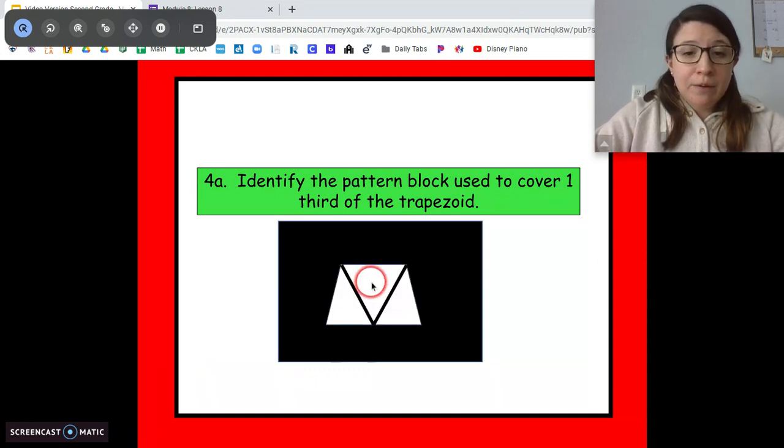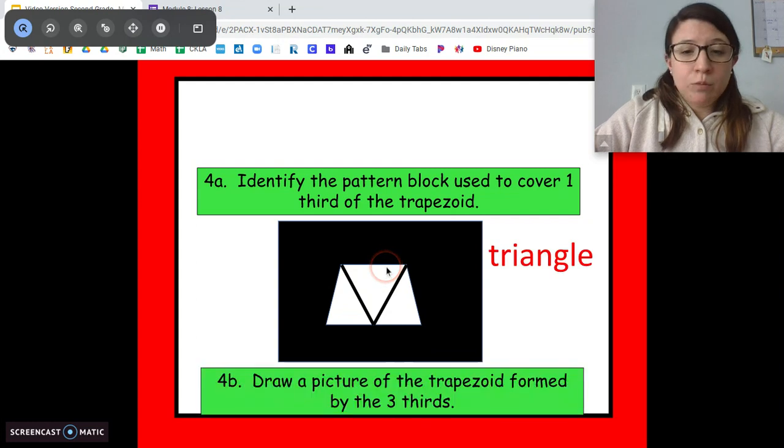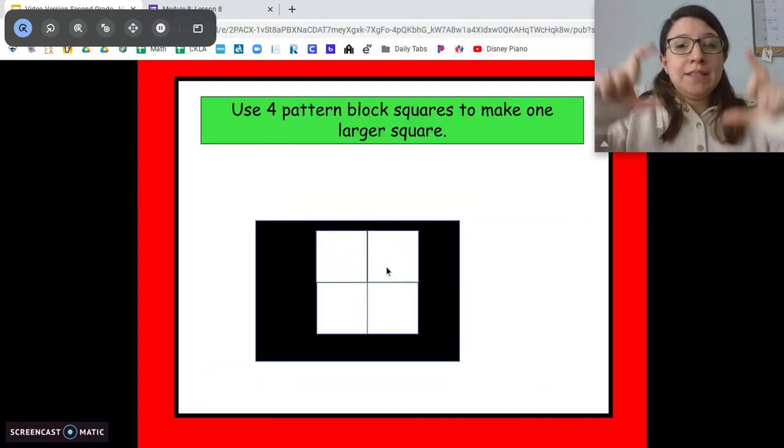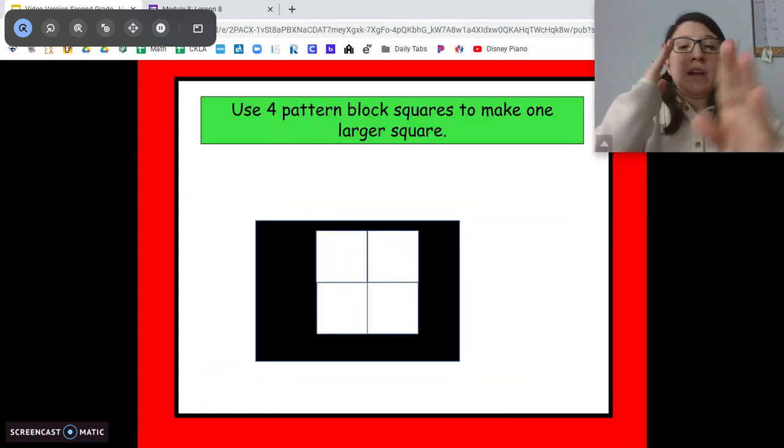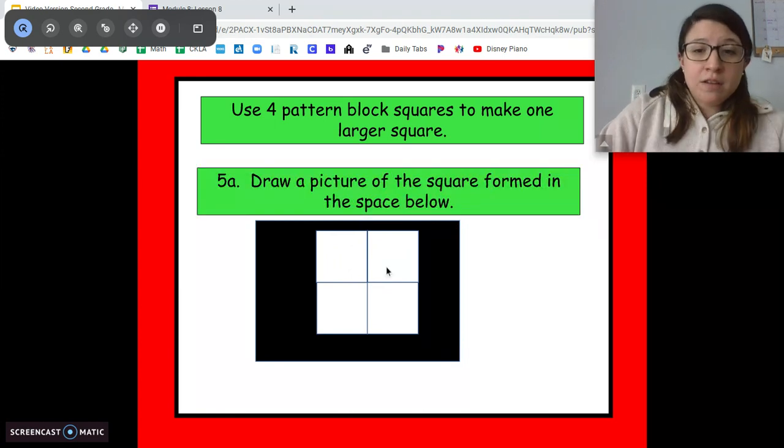All right, now we're going to break our trapezoid into thirds. Our trapezoid is now in 3 equal parts, into thirds. What shape could we use to break the trapezoid down into 3 equal parts? Triangle, awesome work.